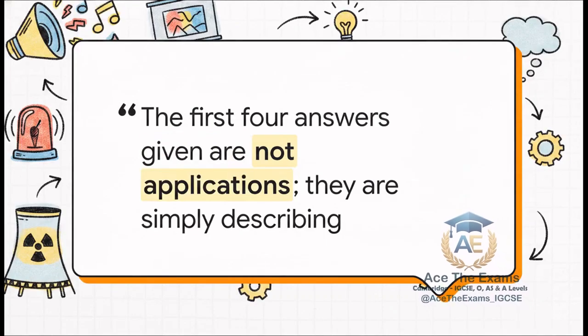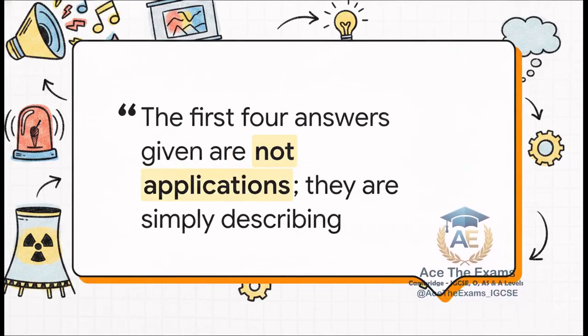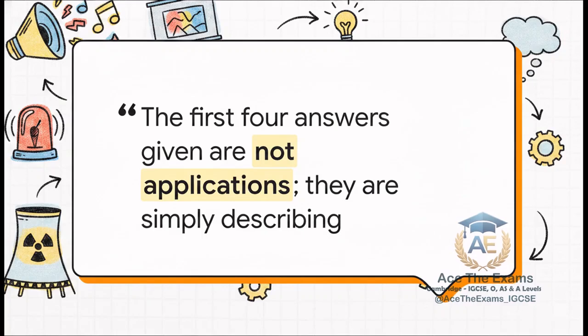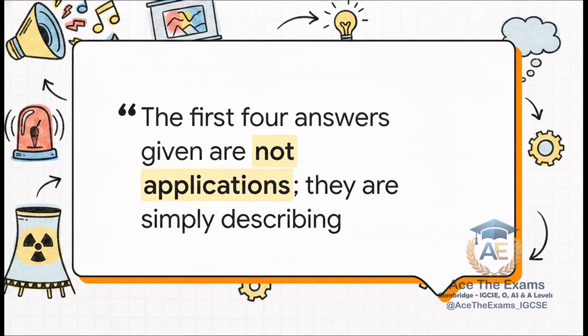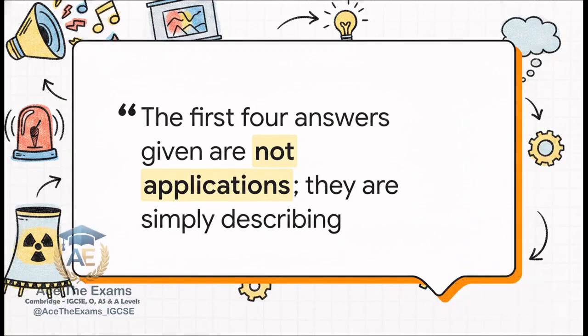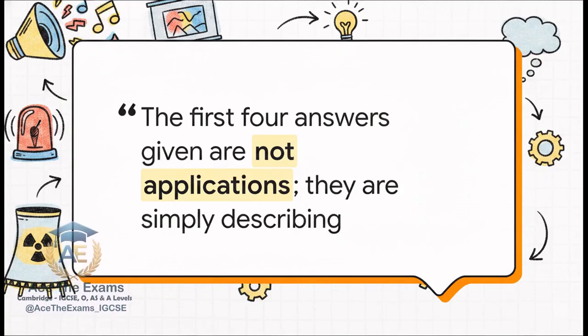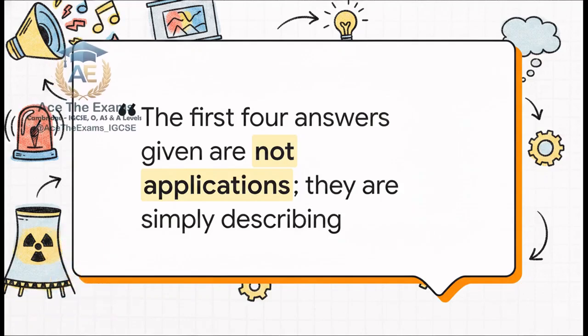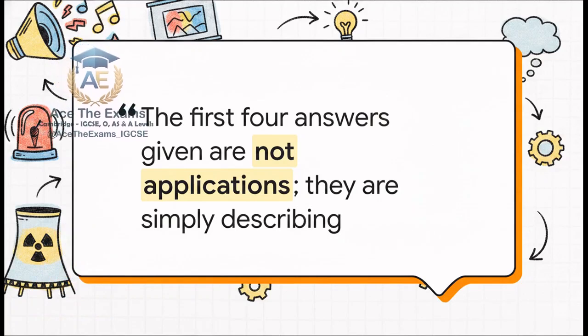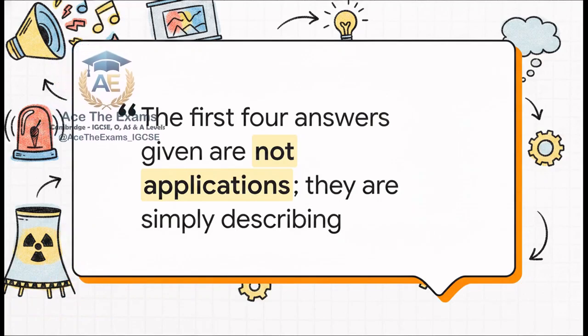And here is the second, honestly, most vital piece of examiner feedback you will ever hear. Quote, "The first 4 answers given are not applications. They are simply describing what type of output is given by the device." Listen, stating that a speaker produces sound is just giving the dictionary definition of a speaker. An application demands context. Writing something like producing spoken word in a multimedia presentation, or providing an audible warning in a nuclear power station safety system. Now those are actual applications that get marks.